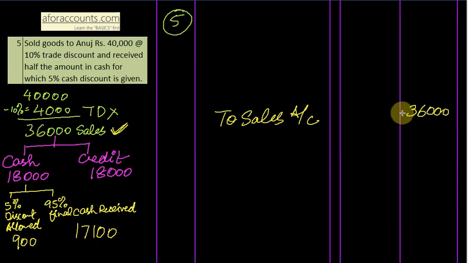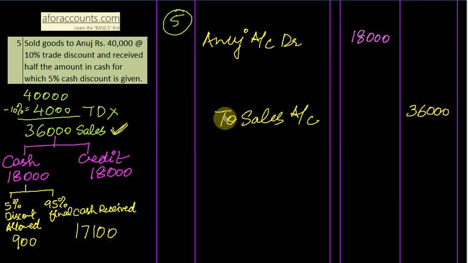And one part was credit sales, one part was cash sales for which discount is allowed. So, in case of credit sales, what do? Party का नाम लिखते हो. So, one thing that you will do is Anuj account debit. And Anuj debit कितना से? 18,000 से. So here 18,000. Okay, Anuj account debit by 18,000.